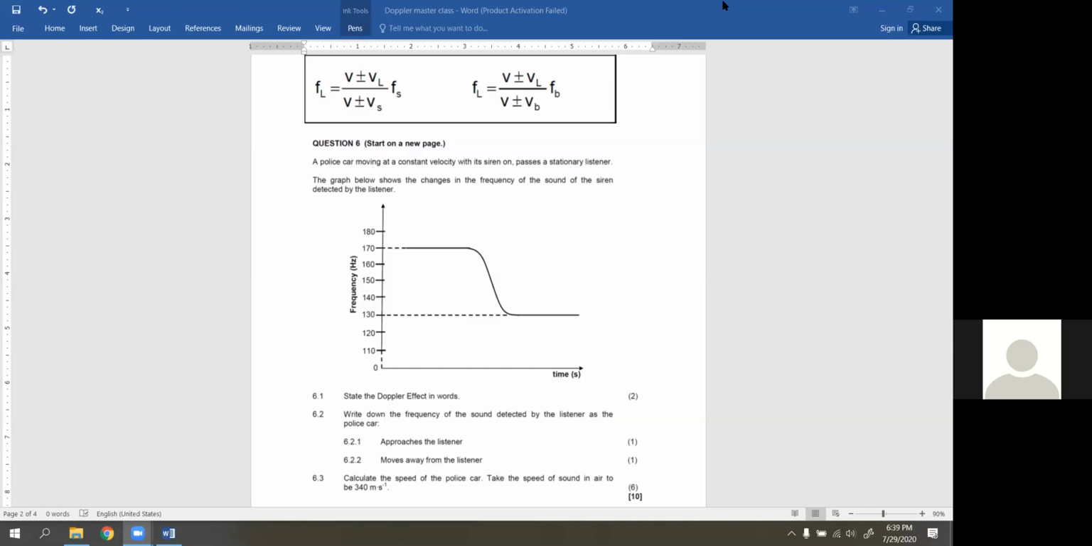Okay. 6.1 is a very commonly asked question because it is, I guess, the only real definition that we can ask here. So I'm going to ask you all right now to please state the Doppler effect in words. Okay, and then to write down the frequency of the sound detected by the listener as the police car approaches and as it moves away. These should be very, very quick. So I'm going to ask you to do it as fast as you can, just those two. Okay, go for it.